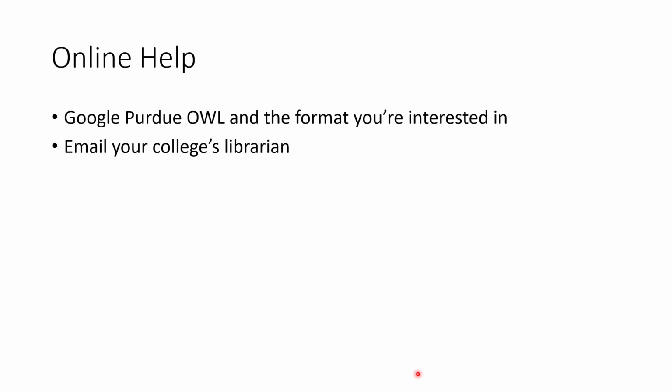And then finally, online help. One excellent source is the Online Writing Lab at Purdue University. It is widely used. You can just go to Google or the search engine of your choice and search for Purdue OWL and the format you're interested in, like Purdue OWL APA or Purdue OWL Turabian. Purdue also gives general information on citing, including more information than this very brief overview gave, on things like summarizing and paraphrasing and stuff like that. It's very useful, and I strongly recommend using that resource.